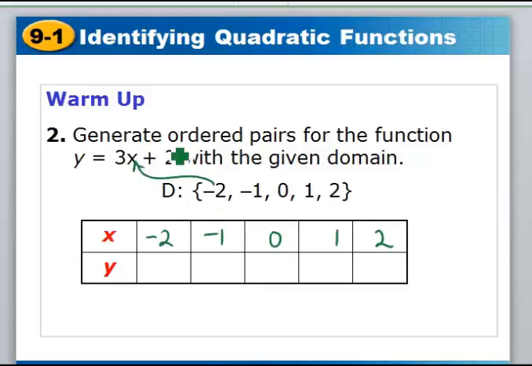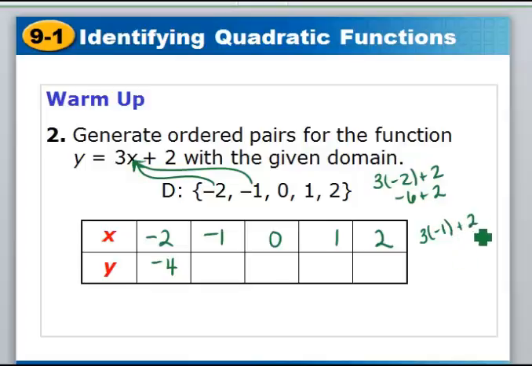So I'd have 3 times negative 2 plus 2. That would be negative 6 plus 2, which would be a negative 4. Then I do it again with the negative 1. And I'd say 3 times negative 1 plus 2, which is negative 3 plus 2. That's negative 1. Then I plug in the 0. Well, 0 times anything is 0 plus 2 is 2. Then I plug in the 1. 3 times 1 plus 2. That's 3 plus 2, which is 5.